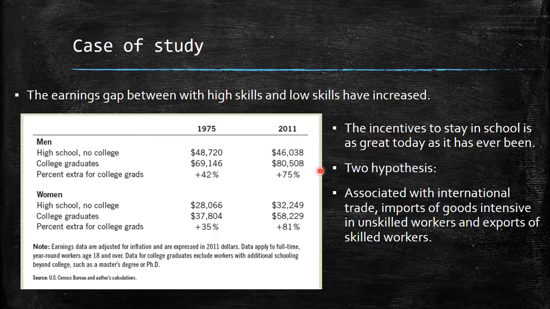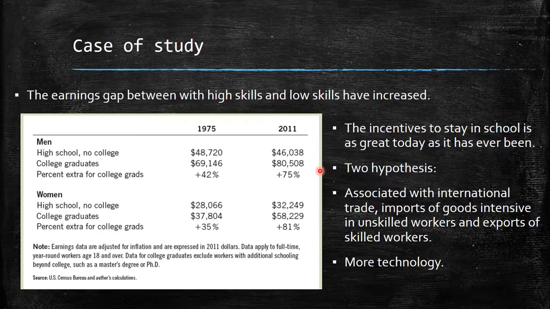Then we have here two hypotheses. The first, remember this is in the United States, so this is maybe associated with international trade. Why? Because the United States usually imports goods intensive in unskilled workers, and they export goods intensive in skilled workers. So naturally, due to the law of demand and supply, the firms are more interested in hiring people with higher levels of education instead of people with low levels of education. So this should be the first hypothesis.